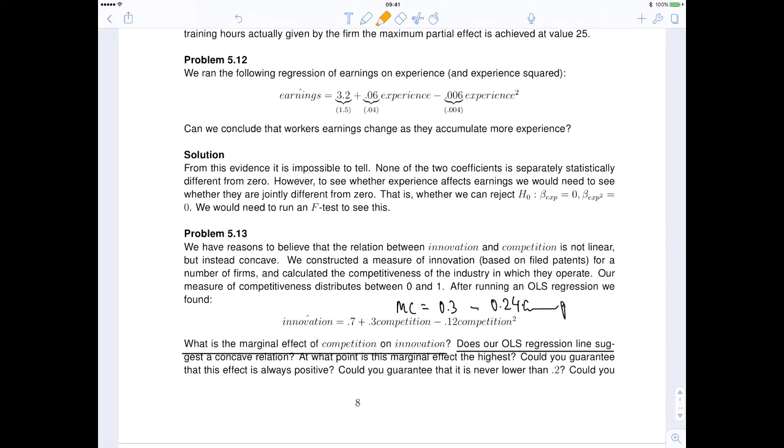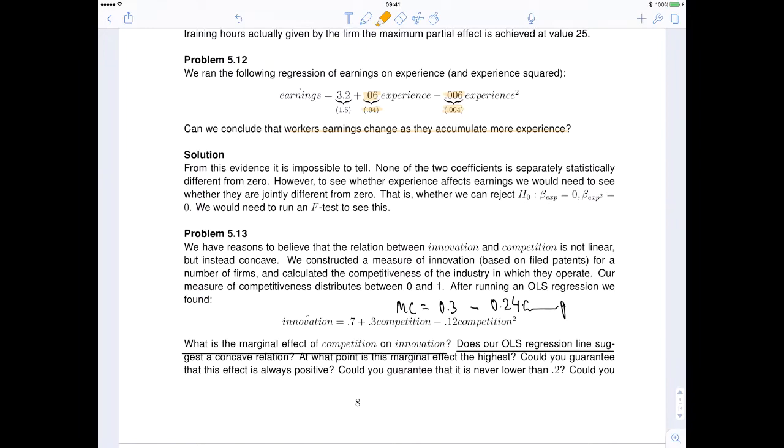Okay, 5.12. We run the following regression of earnings on experience and experience square. Can we conclude that workers' earnings change as they accumulate more experience? Here's what would have been problematic here. If you look at this coefficient, is it statistically significant? The answer is no, t-value of 1.5. Is this statistically significant? No, t-value of 1.5.